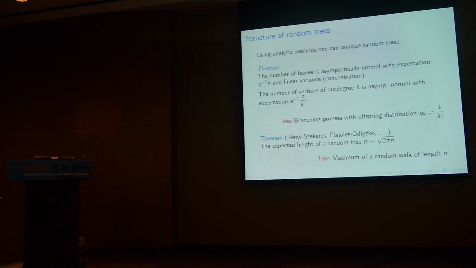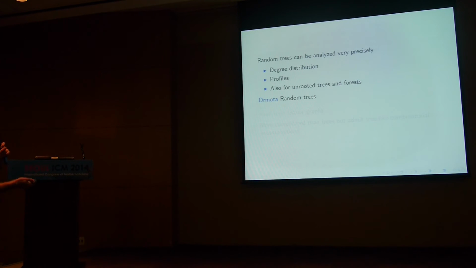And here the idea, and if you were this morning at Jean-François Legal's talk, the trees are kind of connected with random walks. And the typical height of a random walk is square root n, which is responsible for this square root n here. So the conclusion is that random trees can be analyzed very precisely.